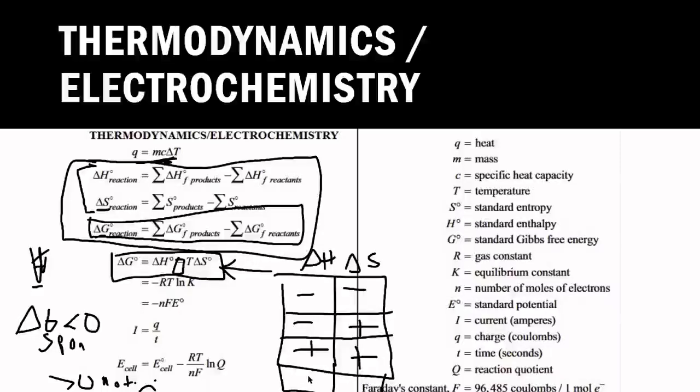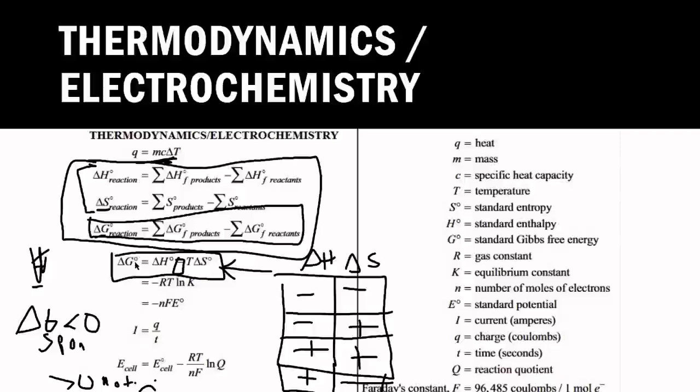And finally, if standard enthalpy is positive, while standard entropy is negative, then that means that we will forever not be spontaneous, because we start with a positive number, and then as temperature increases, we get an even more positive number. So we will forever be non-favorable towards a spontaneous reaction. Okay.